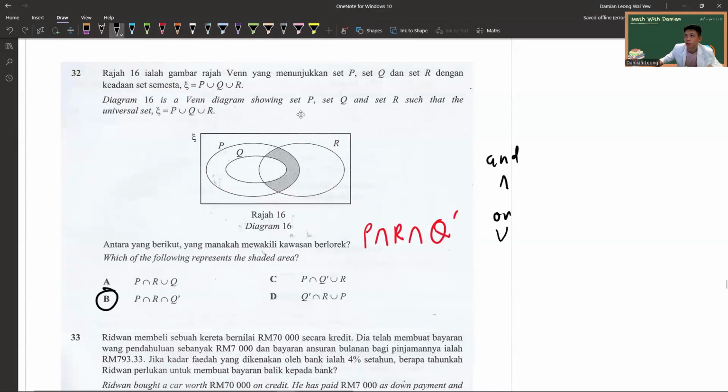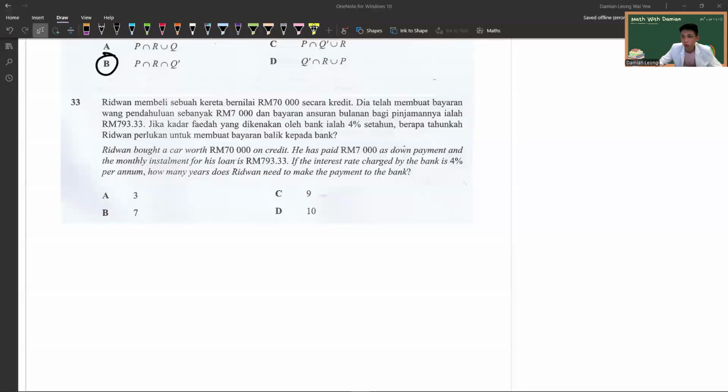Then question 33. So Ridwan bought a car worth 70,000 ringgit on credit. He has paid 7,000 as down payment, and the monthly installment for his loan is 793.33. Interest charged by the bank is 4% per annum. How many years does Ridwan need to make the payment to the bank?